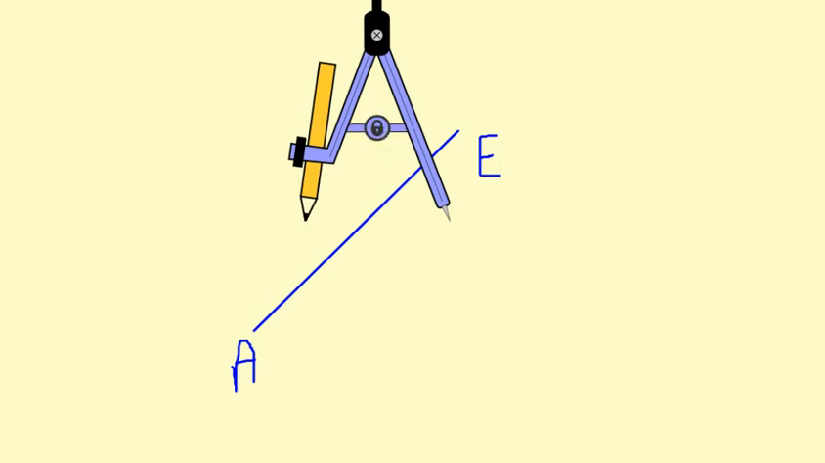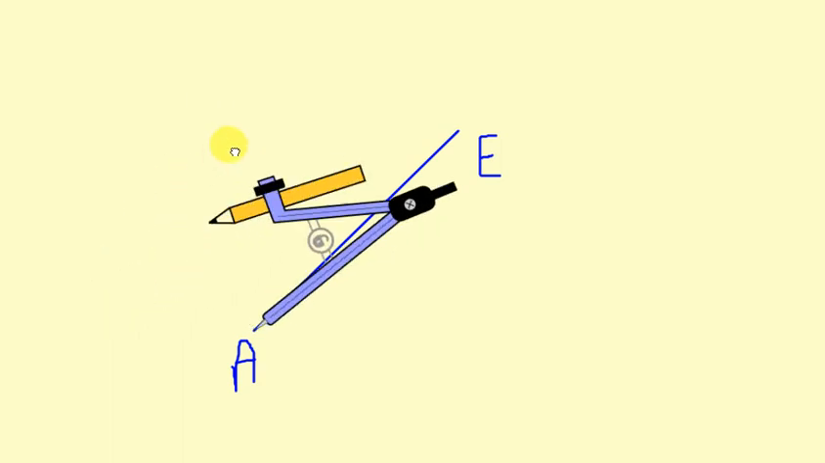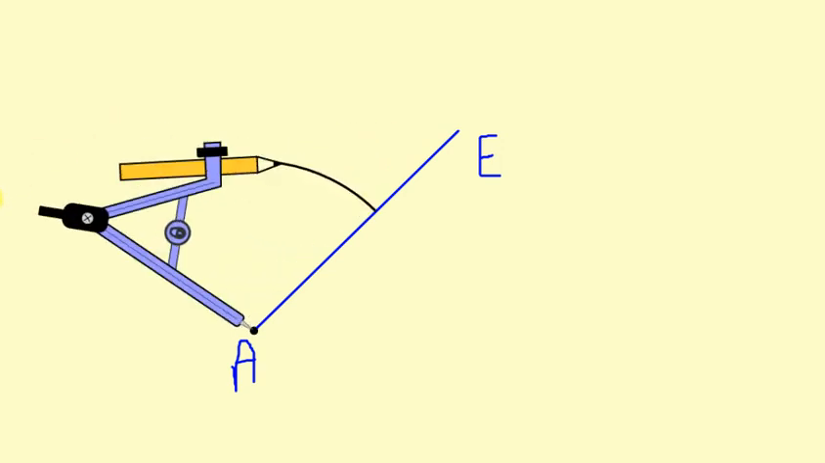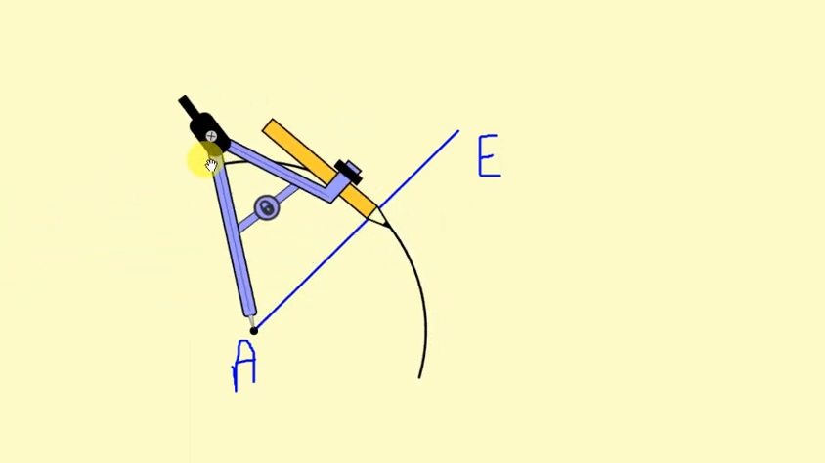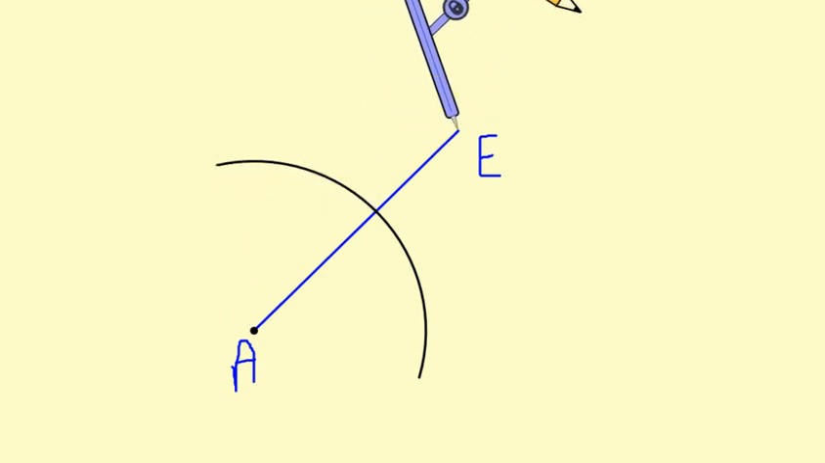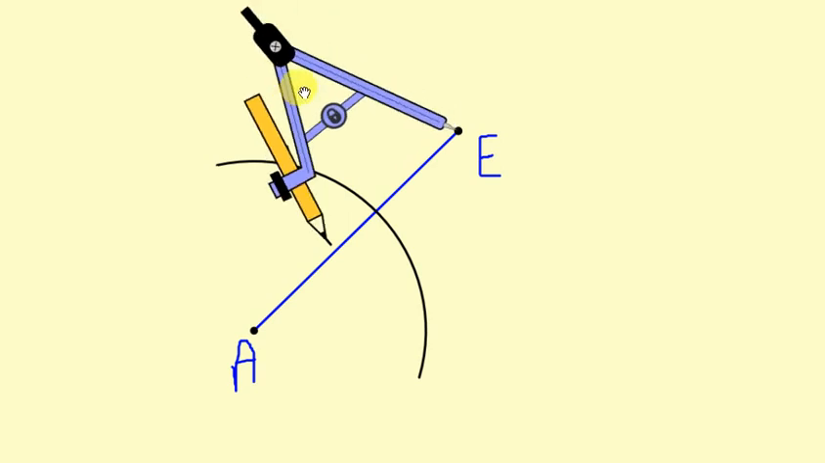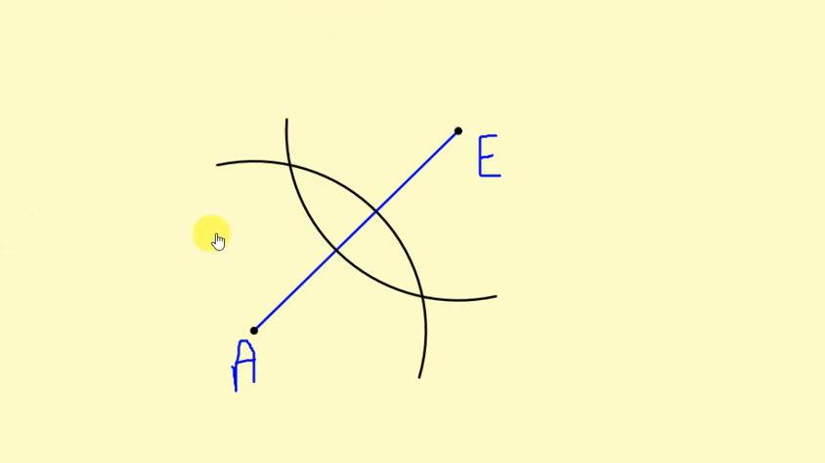So this is the compass and we put the compass at the point A and we open the compass a length more than half of segment AE, as we see, and we draw a semicircle. Okay, and then we do the same at the point E at the same distance of the compass, and we draw the semicircle, and we get the two intersection points. We join them to each other to get the perpendicular bisector.